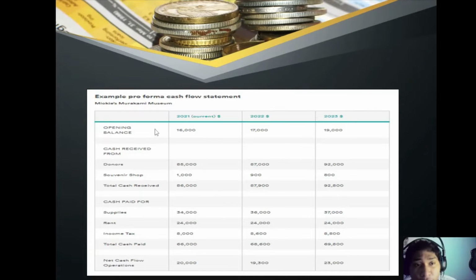So it is an example of pro forma cash flow statement. Stated here is the current year is 2021, and it forecasts the next 2 years, 2022 and 2023. It forecasts its opening balance, its cash received, and cash paid off. It also forecasts its net cash flow operations.